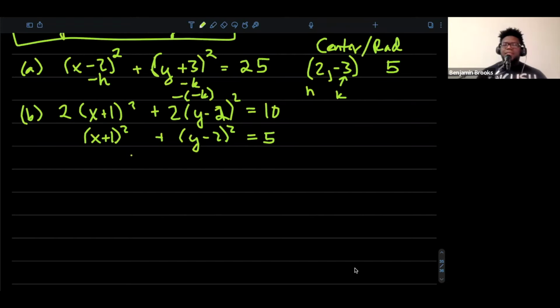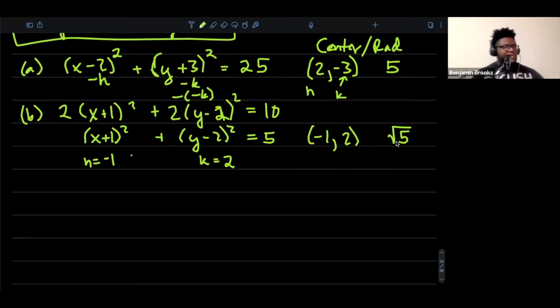So basically, in this case, our h value would be -1. Our k value would actually be +2. And if it helps, you can just think h and k are kind of like the opposite sign of what's in the actual equation. And so you've got -1, 2, and then your radius would be the square root of 5. Note, your radius wouldn't be 5 here because you have to take the square root to find the radius.